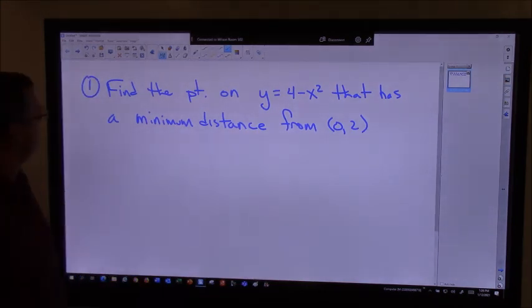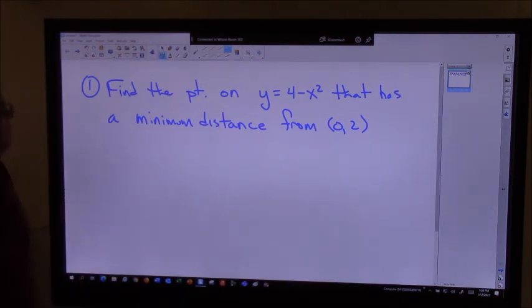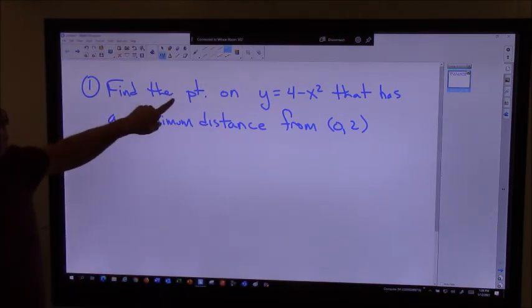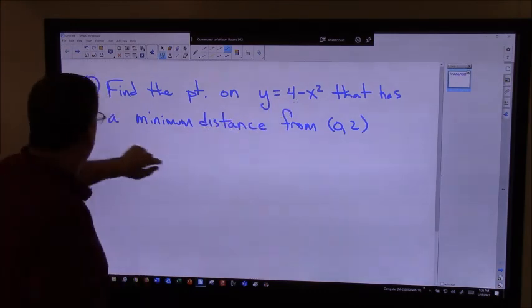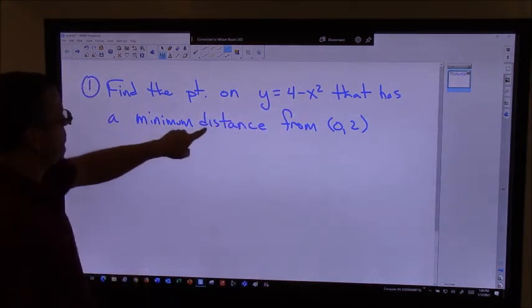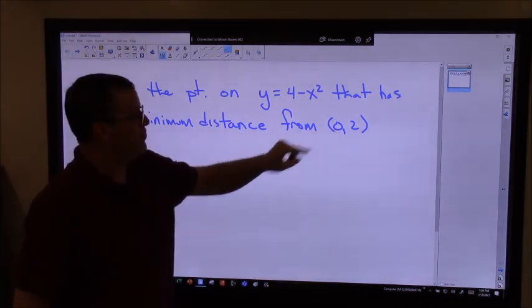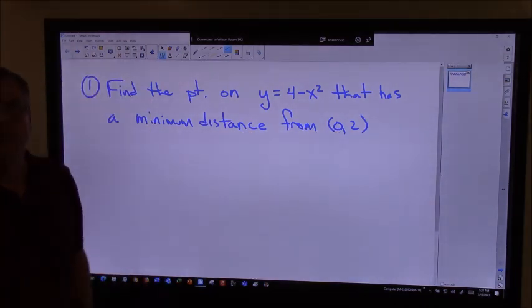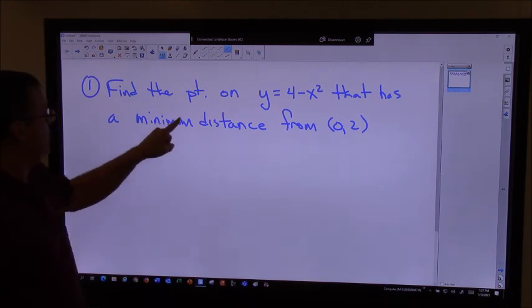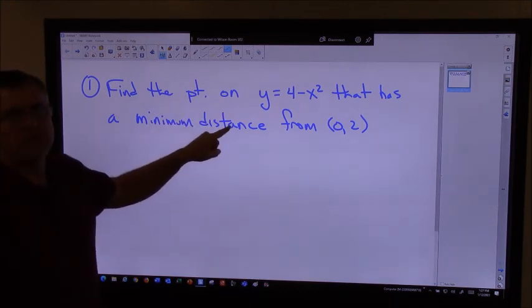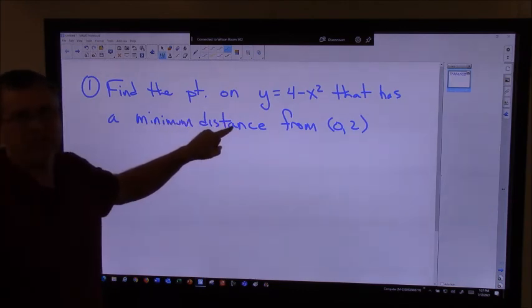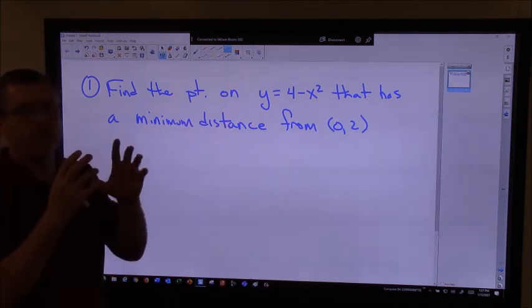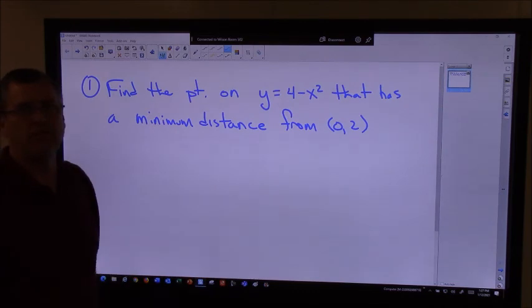So what this one says is that we want to find the point on this upside down parabola that has a minimum distance from (0, 2). So we're trying to minimize the distance. All right, that's what we want to take the derivative of, is the distance. Whatever it is you're trying to maximize or minimize, that's the thing I'm going to take the derivative of.